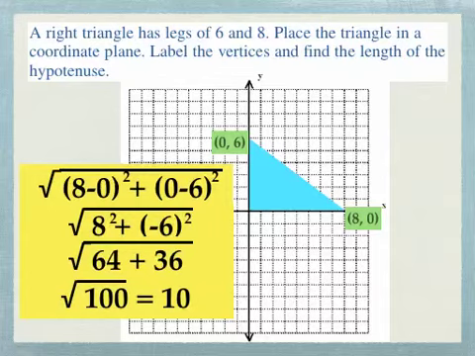Notice that because the x or the y value in each of my ordered pairs was 0, my subtraction was really easy. It wasn't really that difficult of a distance formula problem. Now, regardless of where you placed this, if you place it correctly and label the vertices correctly, you should get that the hypotenuse has a length of 10. However, these are just going to be the easiest ordered pairs to use.